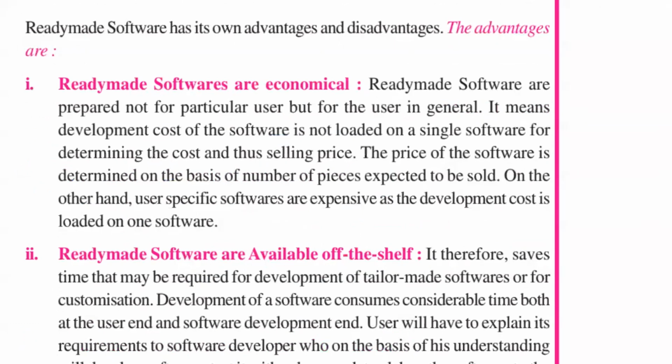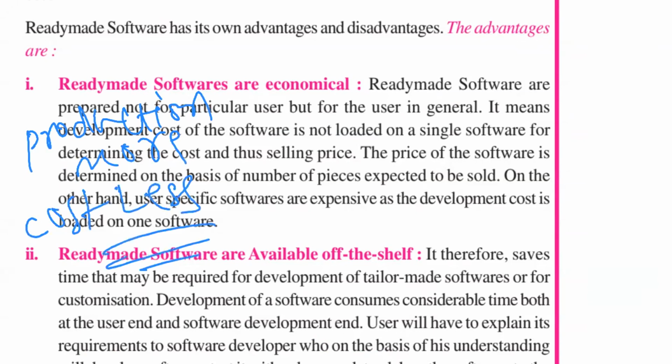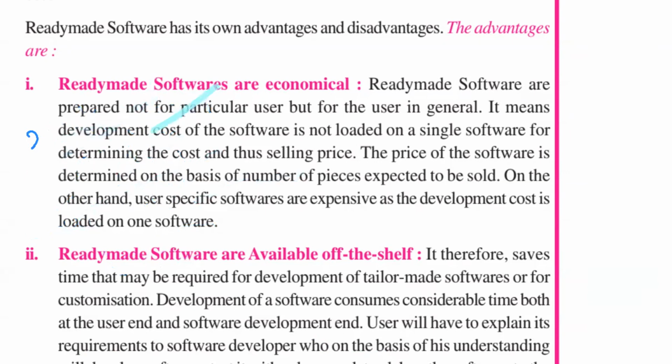Hence, obviously, the company will produce more and more units of ready-made software, and automatically the cost price will be less when production is more. Yes, less. Okay, so why? Because of fixed cost, variable cost. I will explain that some other time. The simple thing is that if you produce more, automatically your total cost will be less.